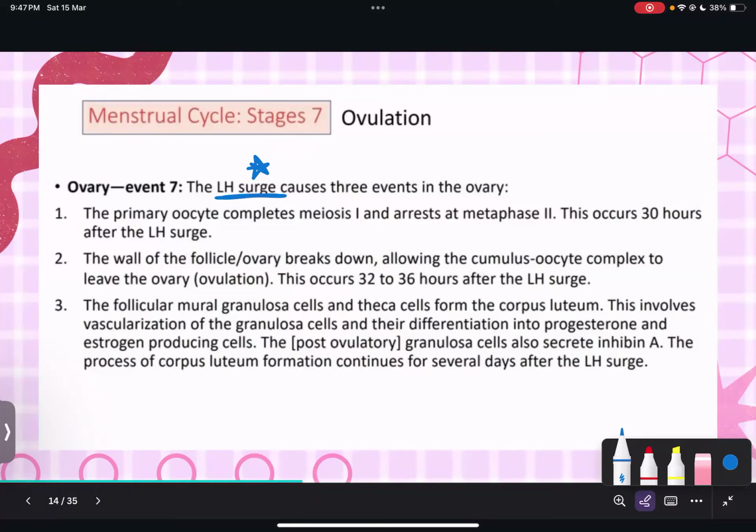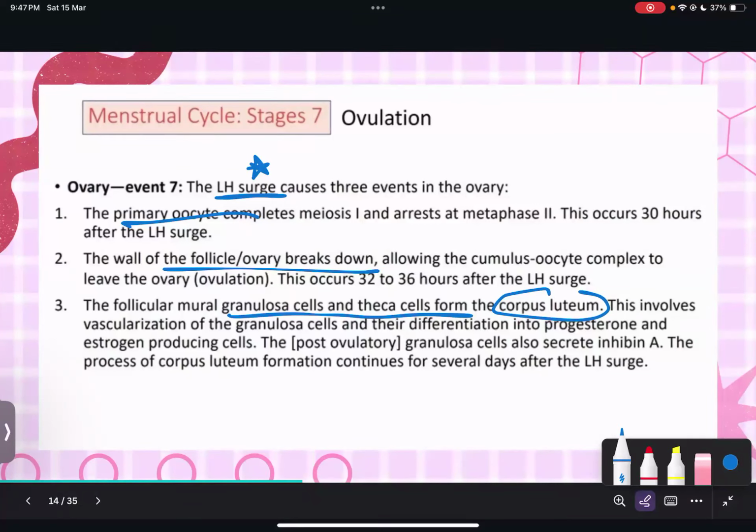In the ovulation, the primary oocyte will complete its growth. The wall of the follicle will break down, and the theca cells and the granulosa cells of the follicle will become the corpus luteum. This is what we discussed.